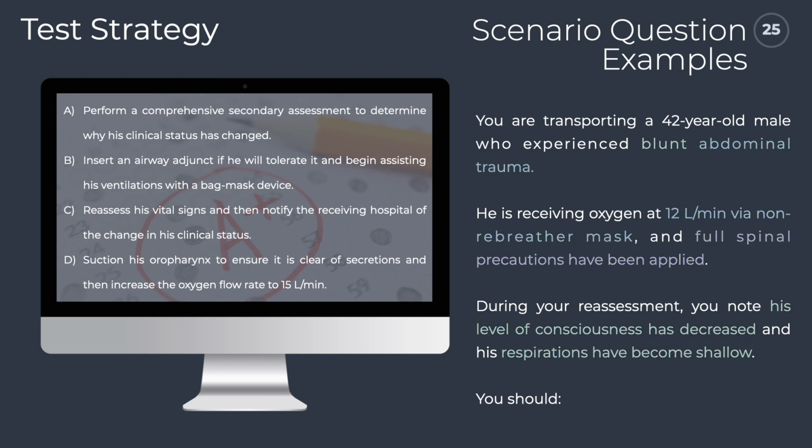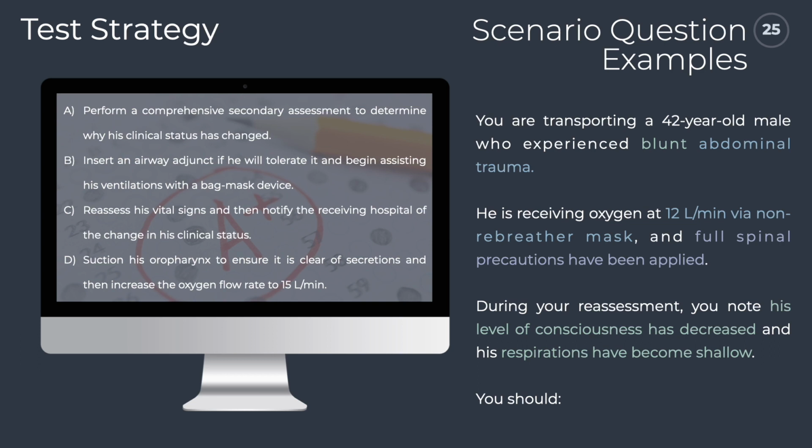In this question, we see we are dealing with abdominal trauma. We have marked the abdominal trauma as primary information. We have also marked the fact that the patient is already receiving 12 liters per minute of oxygen via a non-rebreather mask. We see that the patient is in spinal precautions. And at the same time, we see no indication of why the patient was placed in spinal precautions.